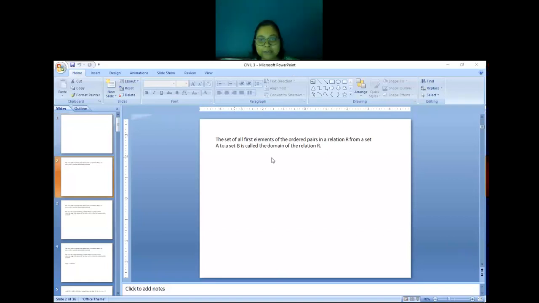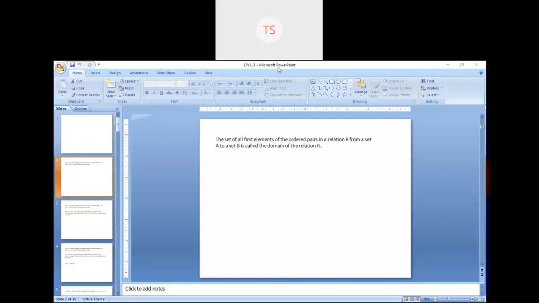Now see, this is the definition: the set of all the first elements of the ordered pairs in a relation R from a set A to a set B is called the domain of the relation R. Now see, what is R? R is a relation, and the elements of R are ordered pairs, that means they have minimum two elements. If you collect all the first elements of the ordered pairs and represent that collection in the form of a set, that set will be called the domain of the relation R.